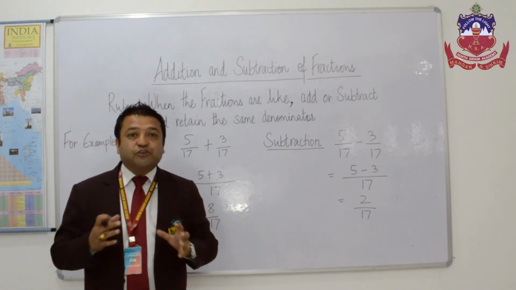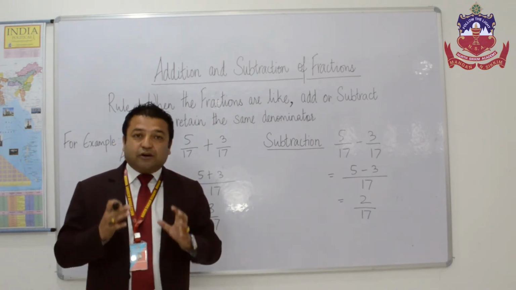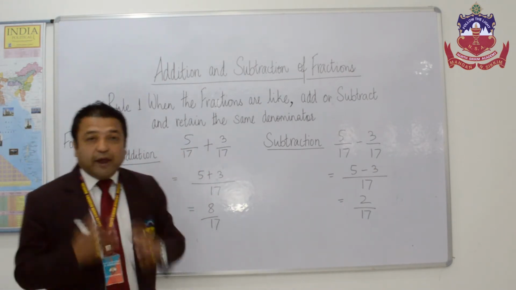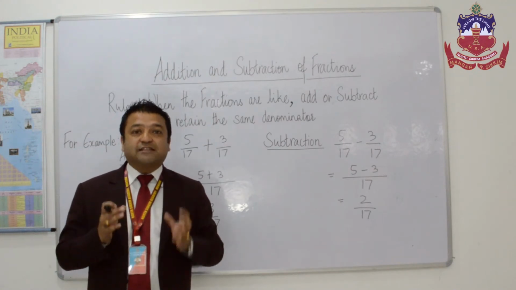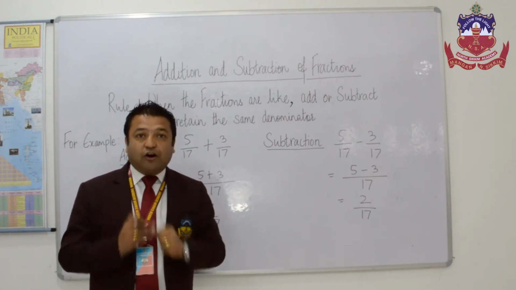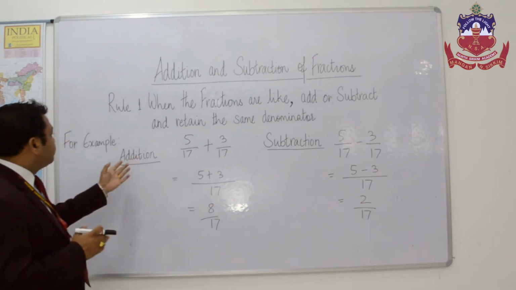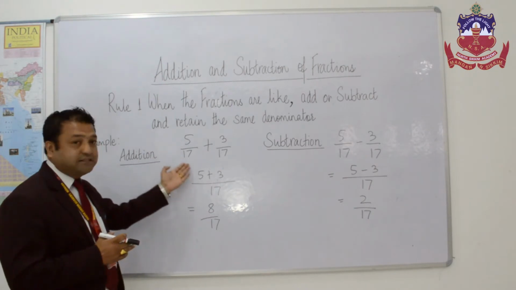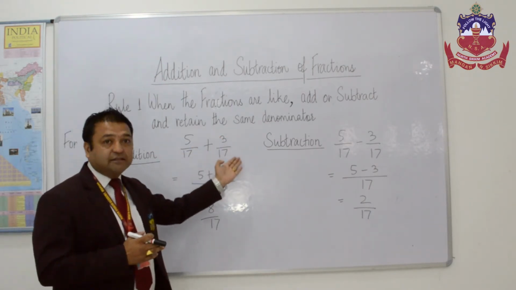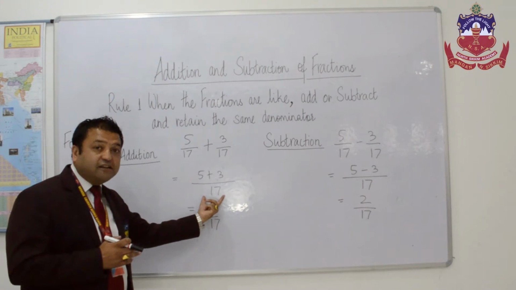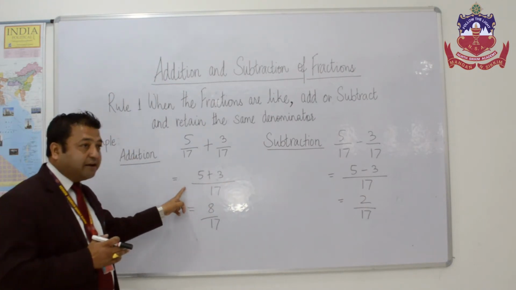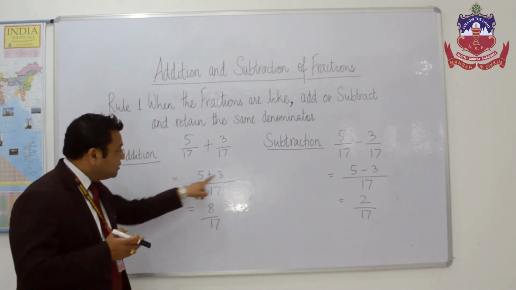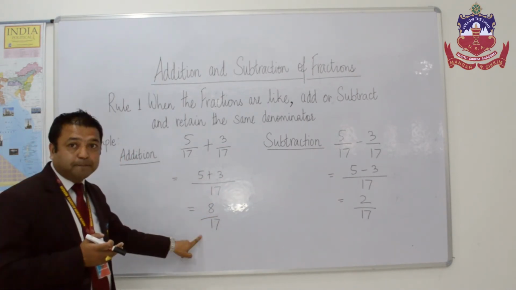You have to observe the number carefully first, observe the numerator and the denominator. When the denominators are the same, you can add or subtract. For example, in addition, I have taken the number as 5 by 17 plus 3 by 17. I have retained the denominator by drawing a line. In the previous class, I told you this line is the division line. Now I have added the numerator and I have got the answer.